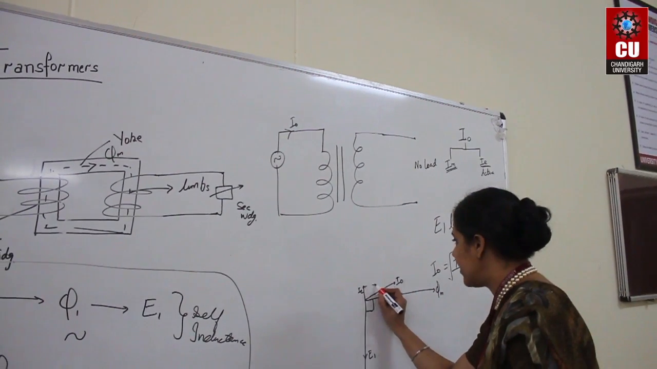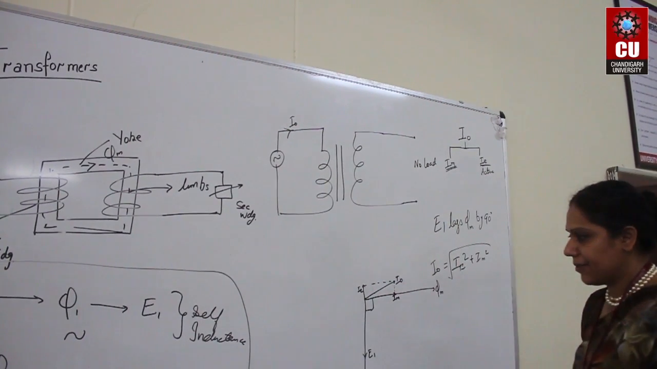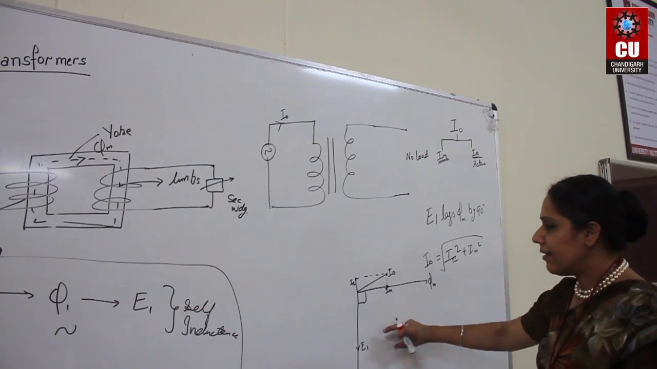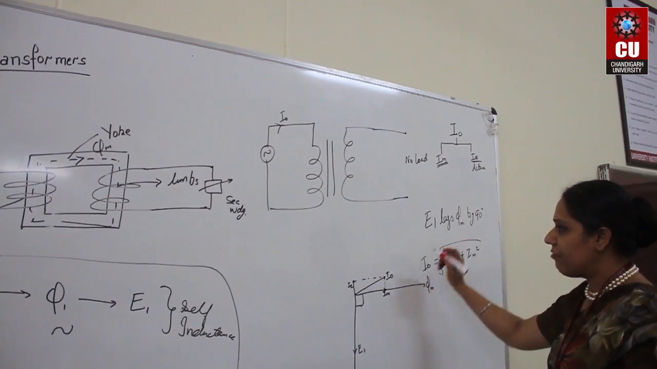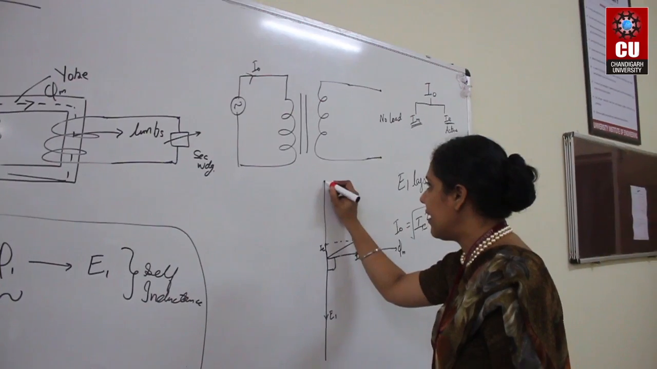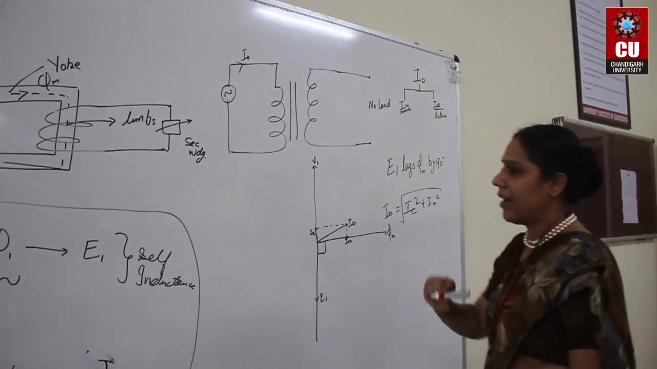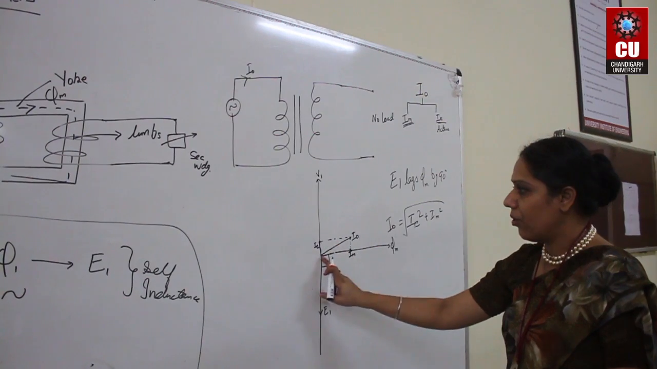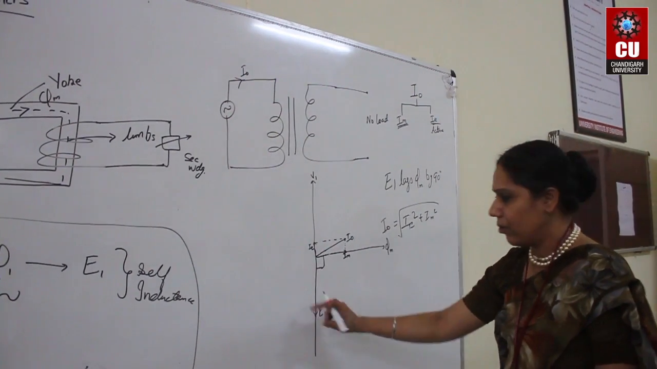So this is the phasor diagram for this. Since E1 and the direction of V1, they are in phase opposition, so there lies a voltage V1. No load current means there is no load current, secondary current is 0.